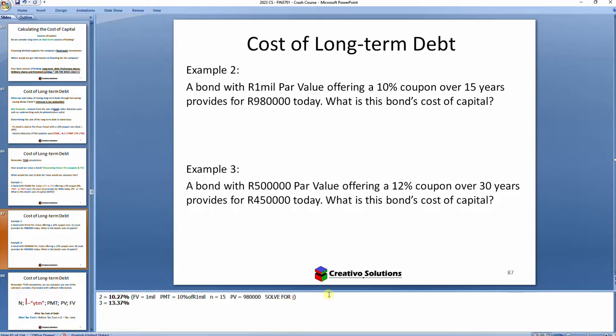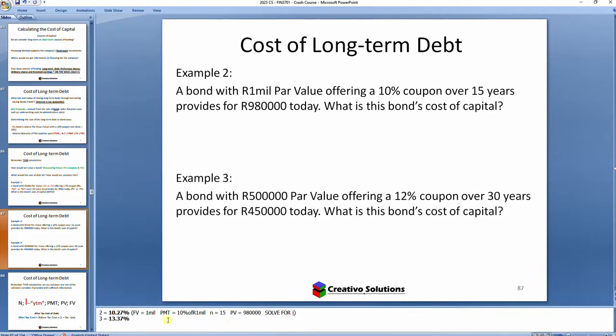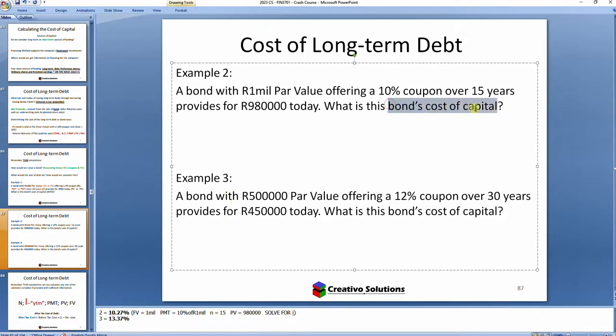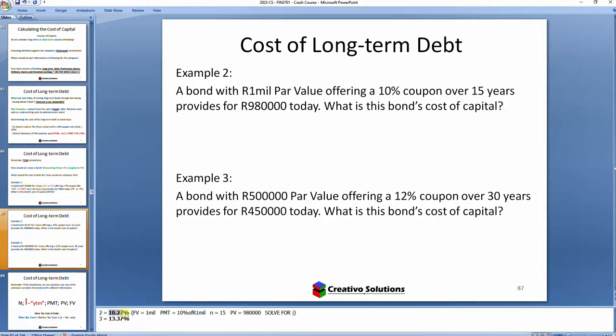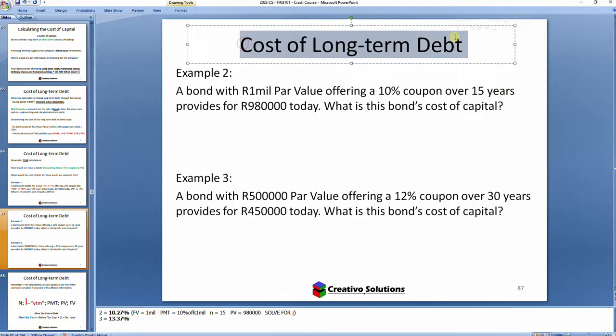Now that you know how to do that, there's a few other examples here. Just for the sake of time, I'm just going to give you the answers. Maybe just take note or jot them down, and you can do these workings when you have more time. Very similar, we're working out bonds' cost of capital, so in other words, we're working out the rates. The answer for 2 is 10.27, and the answer for 3 is 13.37. When you have more time, please try these additional questions and see if you can get the right cost of debt. Remember, all we're looking at is calculating cost of debt.